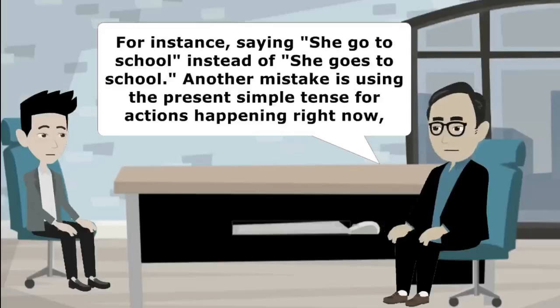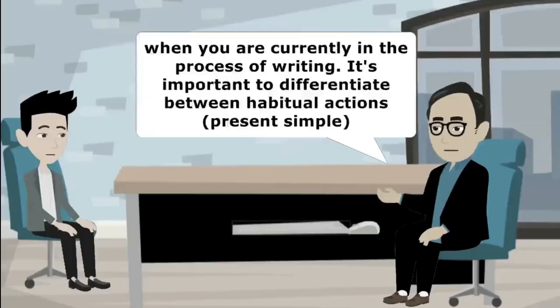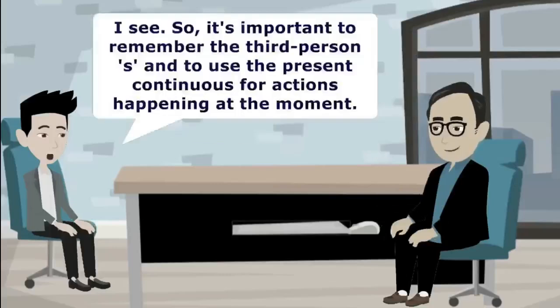Another mistake is using the present simple tense for actions happening right now, which should be expressed using the present continuous tense. For example, saying "I write a letter" instead of "I am writing a letter" when you are currently in the process of writing. It's important to differentiate between habitual actions, present simple, and actions in progress, present continuous.